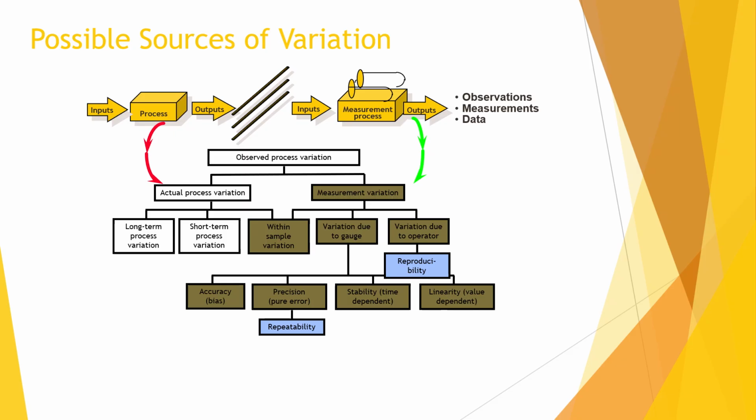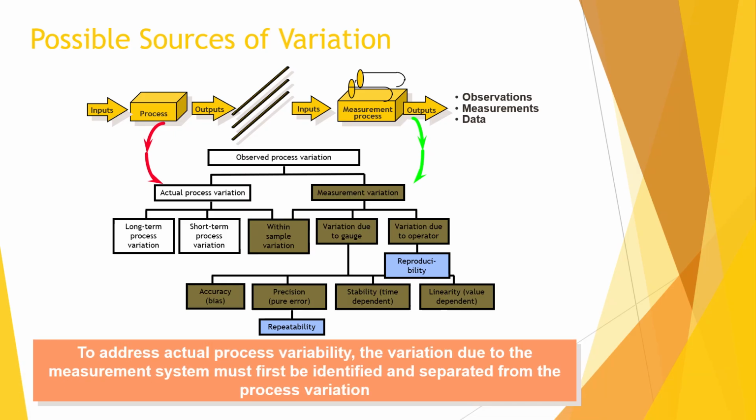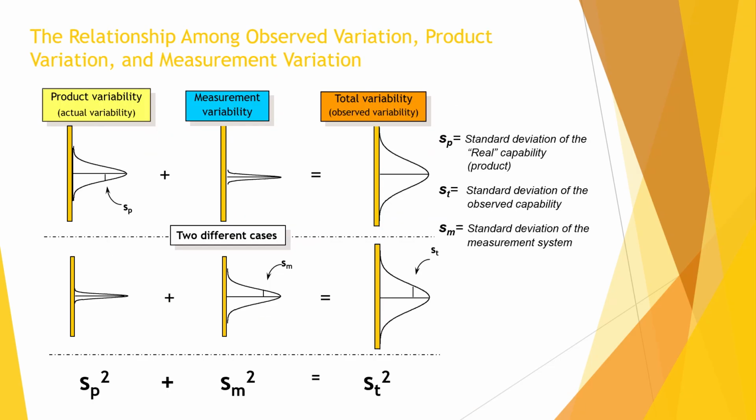Reproducibility is the variation observed when a different operator or instrument measures the same part. So that's where you get the term gauge R&R study. It helps assess the repeatability and reproducibility in measurement systems. To address actual process variability, the variation due to the measurement system must first be identified and separated from the process variations. A major assumption is that the measurement system and the product response are independent.